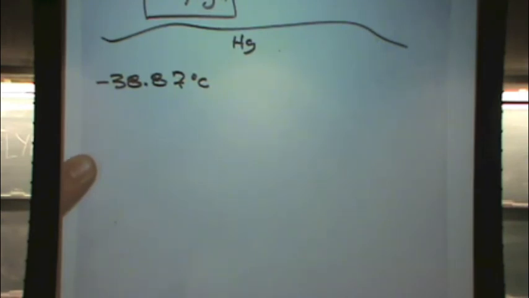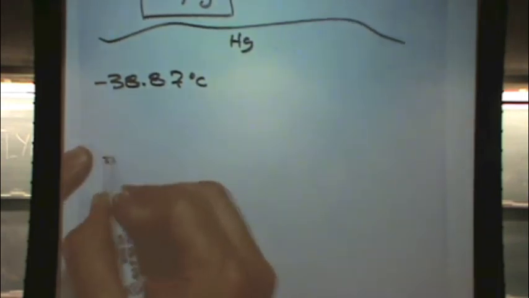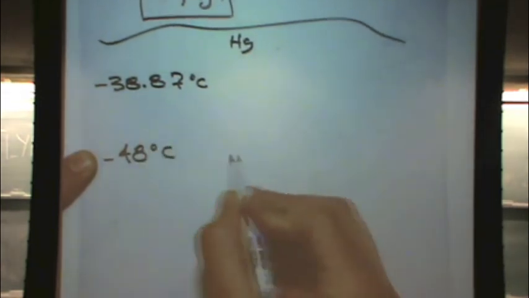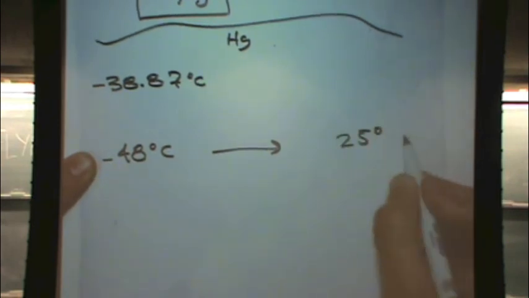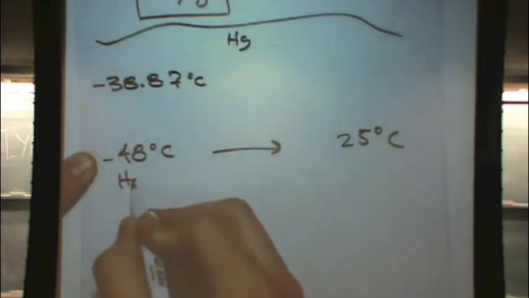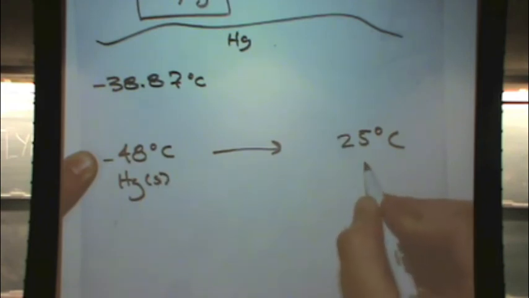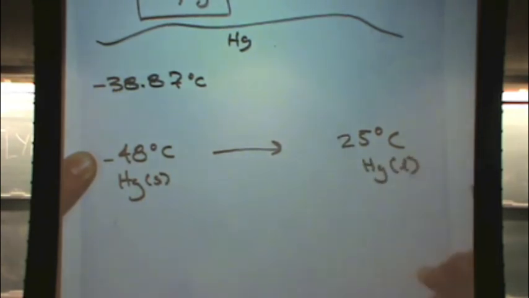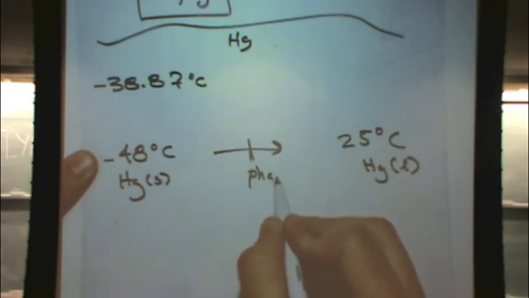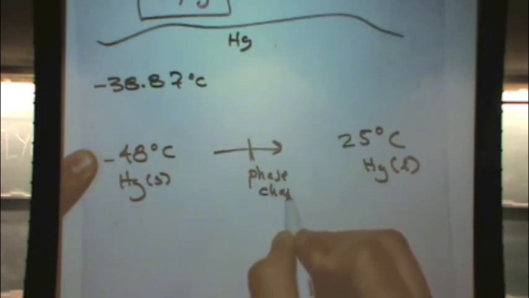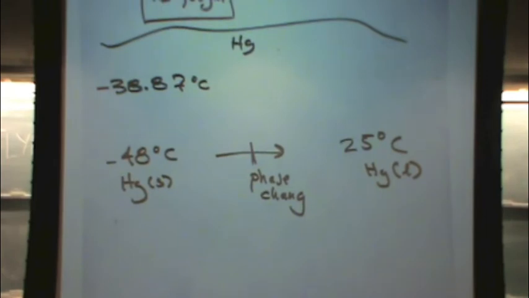No, it's going the other way. Okay, it's negative 48, I think, going to 25. There we go. This says it's mercury solid. This is mercury liquid. So that means you're going to go through a phase change, meaning you're going to melt.